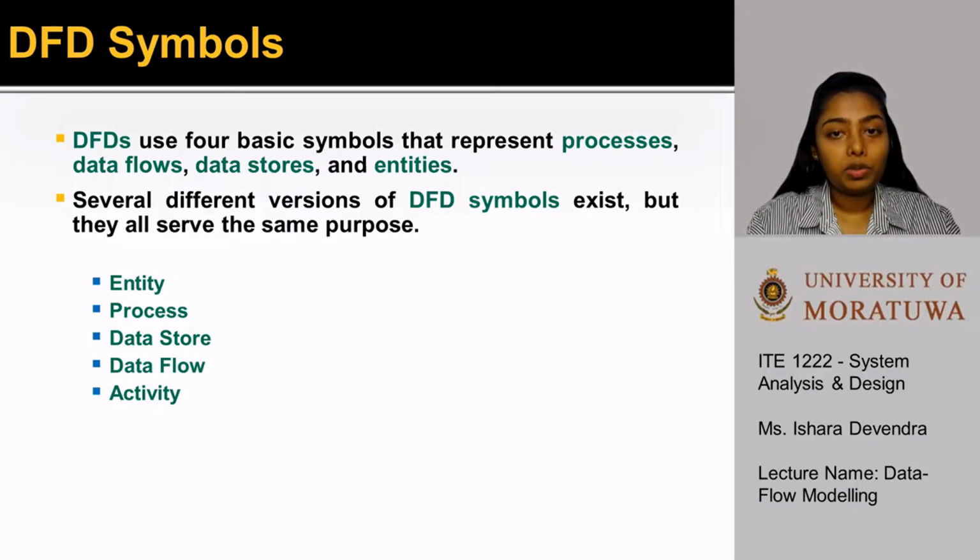Data flow diagrams use four basic symbols that represent processes, data flows, data stores, and entities. Several different versions of data flow diagram symbols exist, but they all serve the same purpose. So these are entity, process, data store, data flow, and activity. So we'll go through one by one.